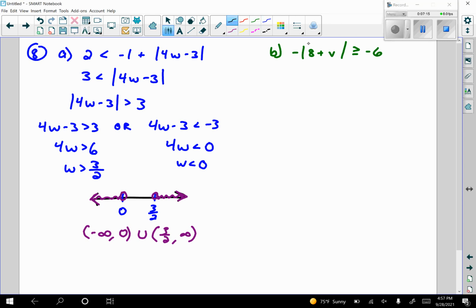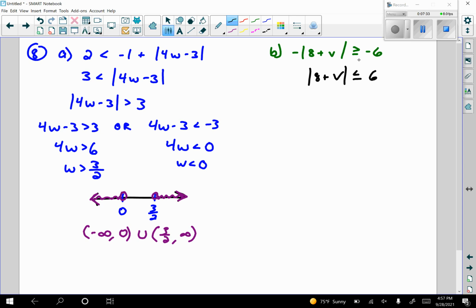All right, for B, we have to first get rid of this negative sign. So I have to divide both sides by a negative 1, and in doing so, I need to flip this. So we will get absolute value of 8 plus B is now less than or equal to a positive 6. So we can proceed because this is a positive value here. And this is an in-between statement.